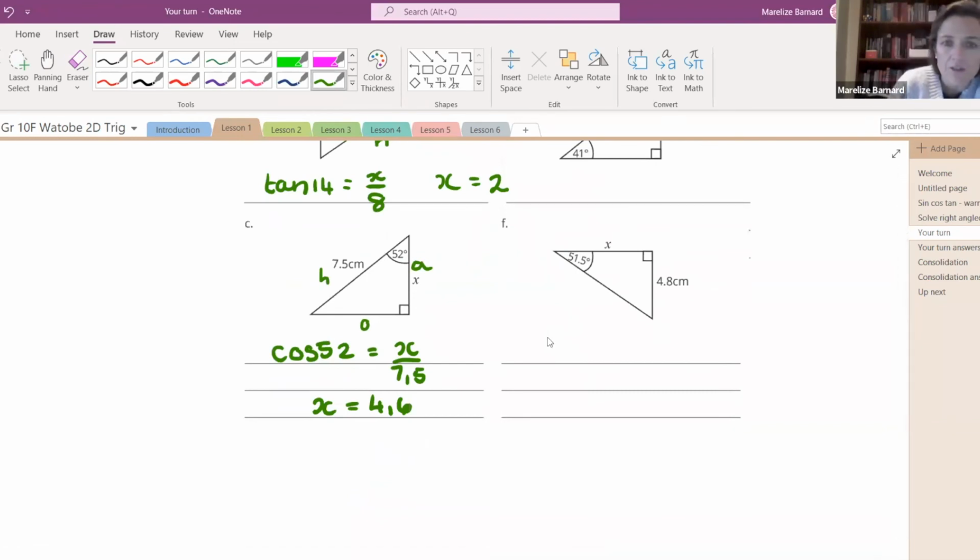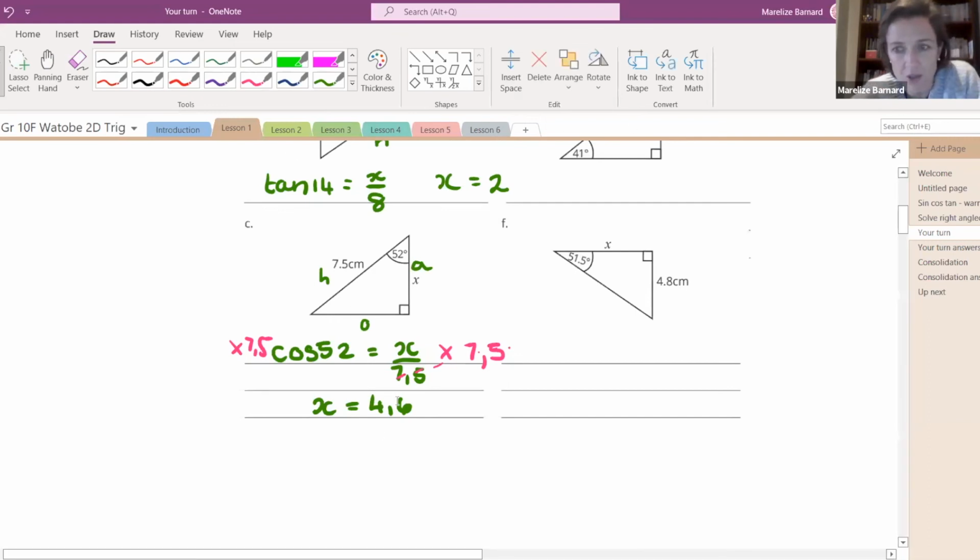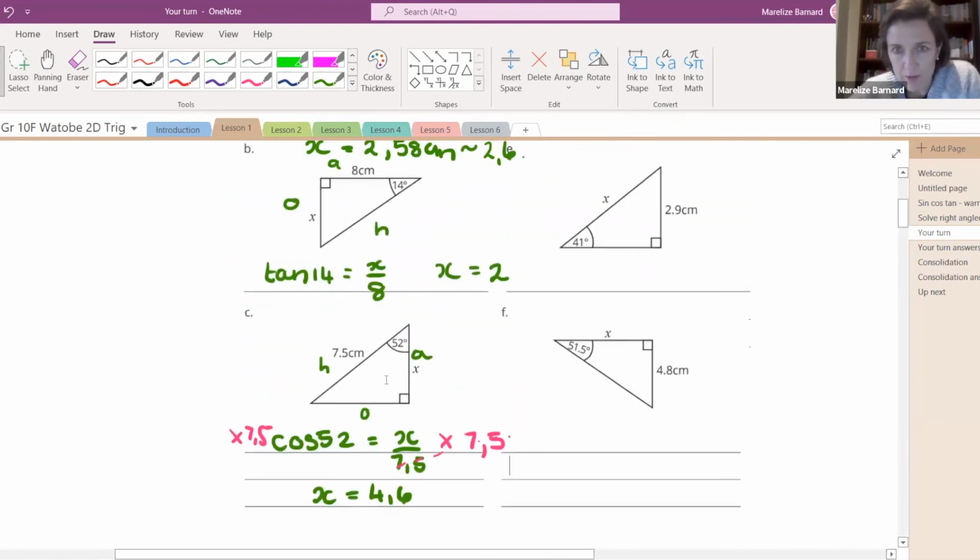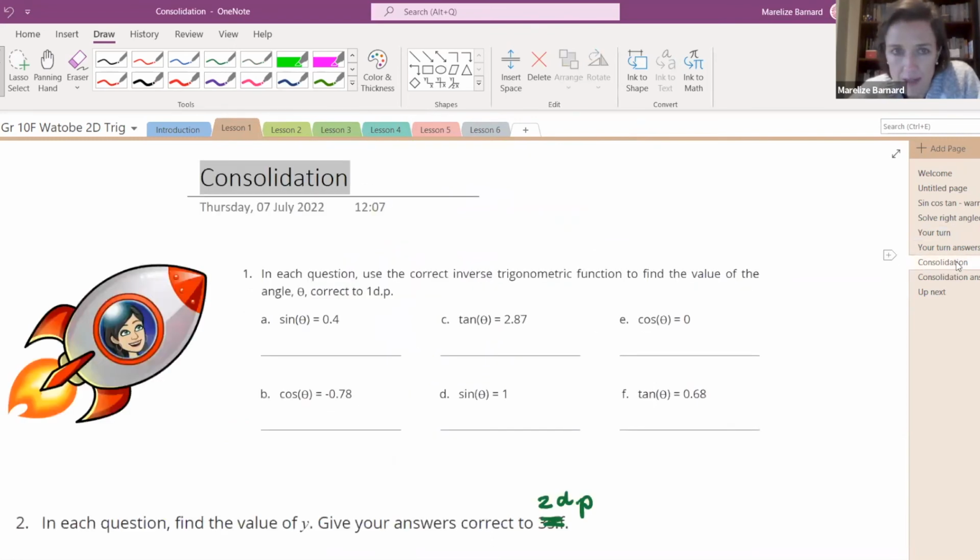Okay, I'll just put a bit more detail here about how we actually get the x by itself. We are dividing the x by 7,5. So we times by 7,5 on both sides. Because if I'm going to times by 7,5 here, that is going to divide. But what I do on one side, I must do on the other side as well. So that's why you times by 7,5 times by cos 52. Yes, don't you worry. We are going to do more examples very, very soon. Like right now.